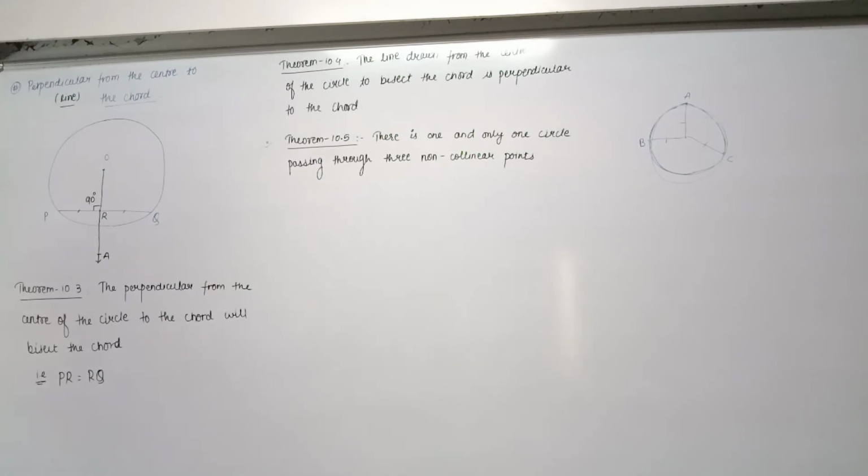Is there a circle passing through three collinear points? No. You cannot draw a circle through three collinear points. For that, the points must be non-collinear. Is it clear? Yes. Everyone? Yes. So that is about theorem number 10.5.